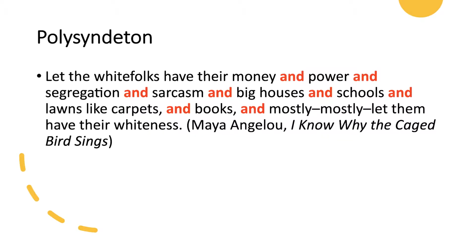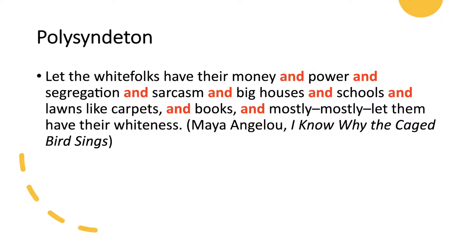Okay, Polysyndeton is the next type of rhetorically effective sentence that I introduce, and what we have here is the use of a conjunction connecting multiple clauses. Instead of using commas or semicolons, we have conjunctions. So from I Know Why the Caged Bird Sings by Maya Angelou, she says, let the white folks have their money and power and segregation and sarcasm and big houses and schools and lawns like carpets and books and mostly let them have their whiteness, right?